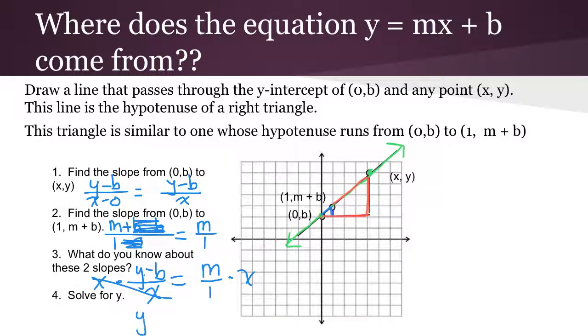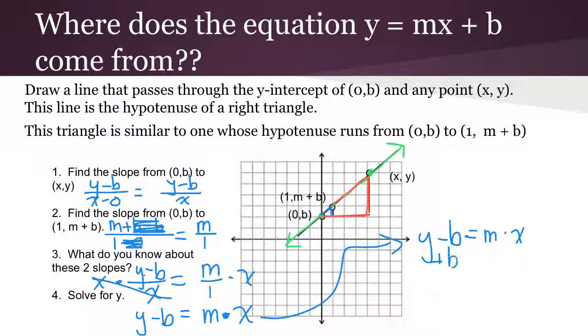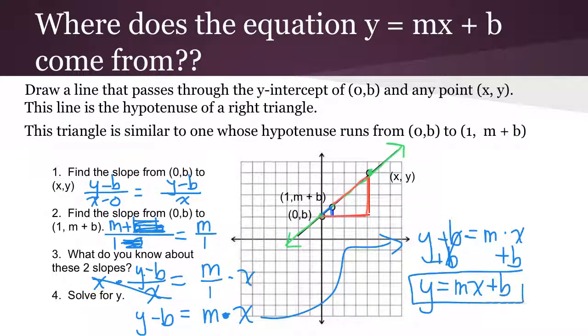That leaves y minus b on one side and m times x on the other. Not quite done. Y minus b on one side, m times x on the other. I would have to add the b to both sides, and that would be y equals m times x plus b. So these formulas that we've been using actually come from the relationship between similar triangles and slope, which simply is that the slope of similar triangles is equal to each other.